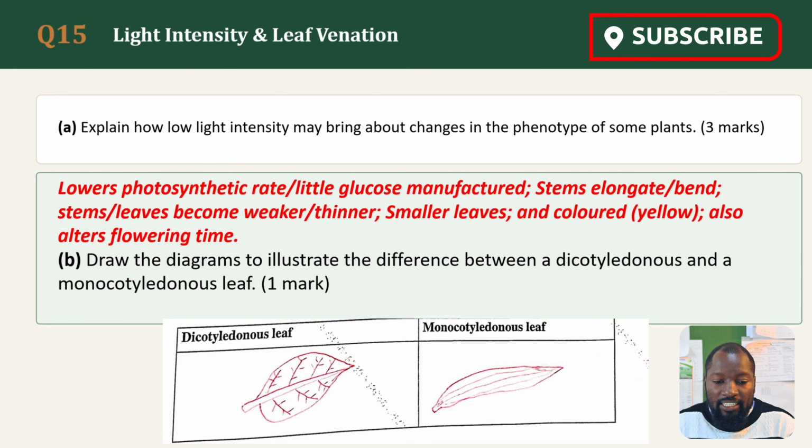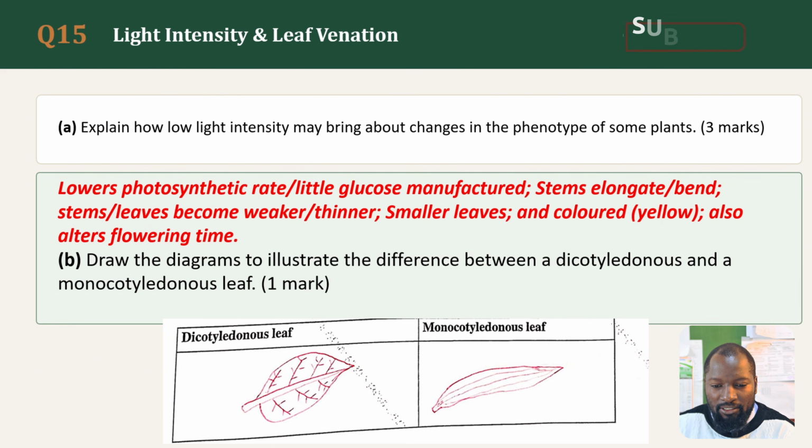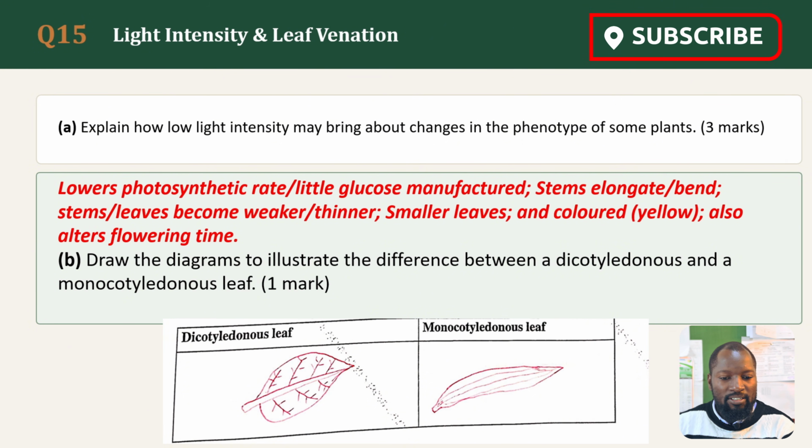They ask us to draw the diagrams to illustrate the difference between a dicotyledonous and a monocotyledonous. So these are the diagrams. When you look at them, the major difference between the dicotyledonous and the monocotyledonous is actually the venation. This one is network venated, but this one is parallel venated. Then you can also see this one has a petiole. This one has no petiole.